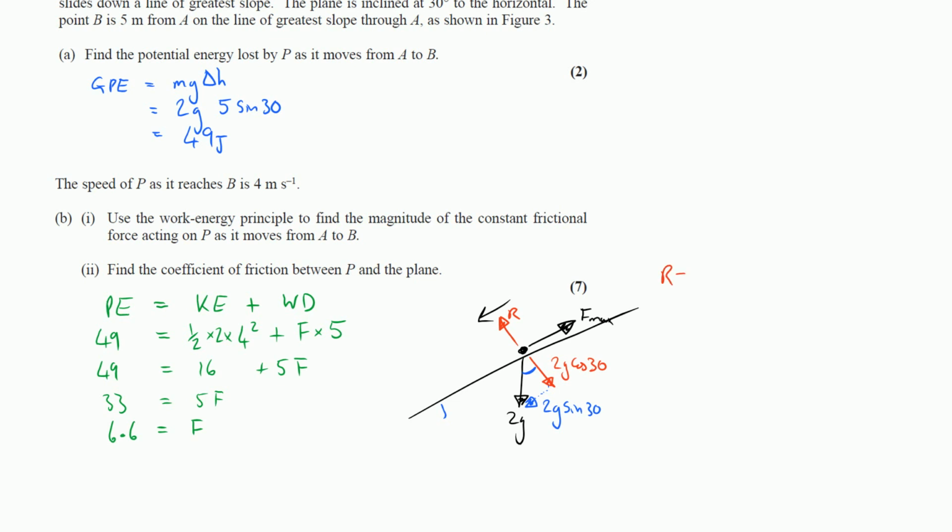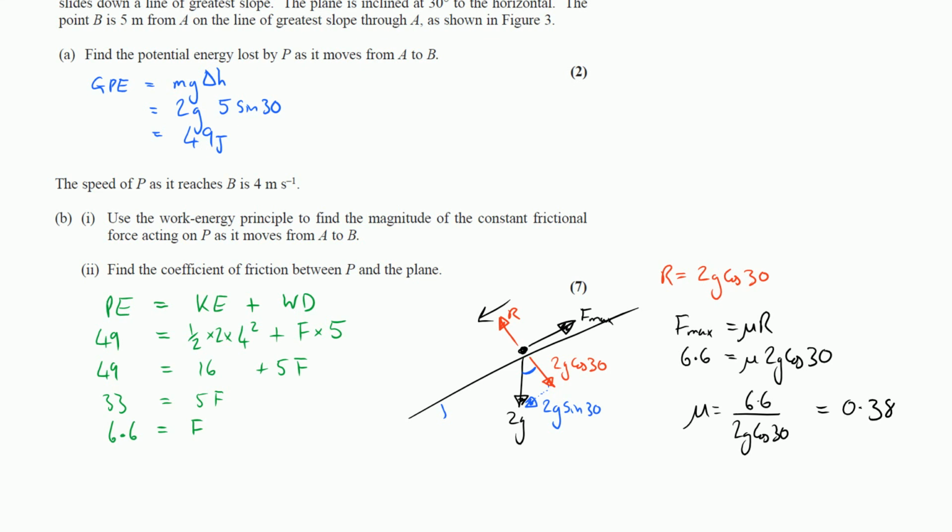Now I can move on and say that R must be equal to 2g cosine 30, and we can start to think about the friction force F max, which we know will be equal to mu multiplied by R. We also know that the maximum friction force we have already found. This was our 6.6 from earlier, which is going to be mu multiplied by R, which is 2g cos 30. So my mu value is going to be 6.6 divided by 2g cos 30, which works out to be 0.389.